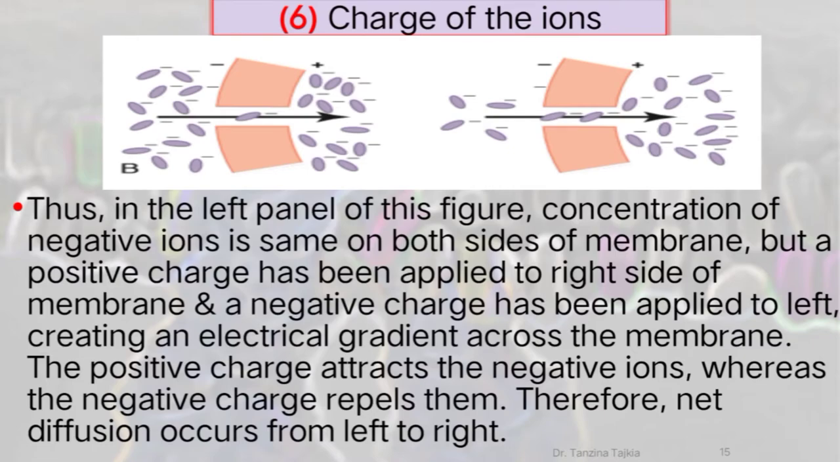Thus, in the left panel of this figure, the concentration of negative ion is the same on both sides of the membrane. But a positive charge has been applied to the right side of the membrane and a negative charge has been applied to the left, creating an electrical gradient across the membrane. The positive charge attracts the negative ion, whereas the negative charge repels them. Therefore, net diffusion occurs from left to right.